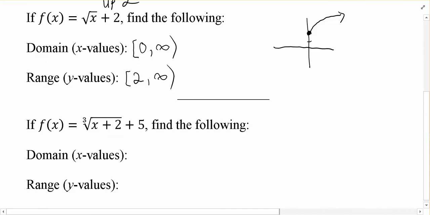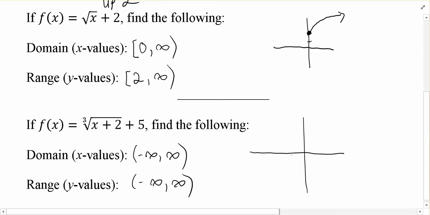Now, as far as cubed roots, remember that every cubed root, your domain is everything, your range is everything. I don't care about the shifts. Now, yes, I could do the shifts on this one, and if I were to do a rough sketch, this would be to the left by 2 and up by 5.